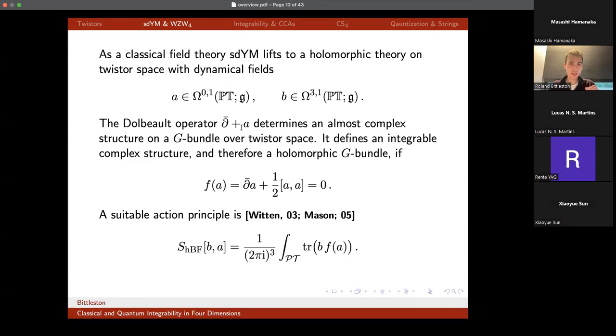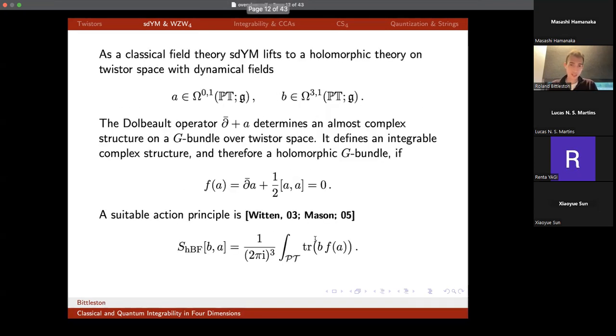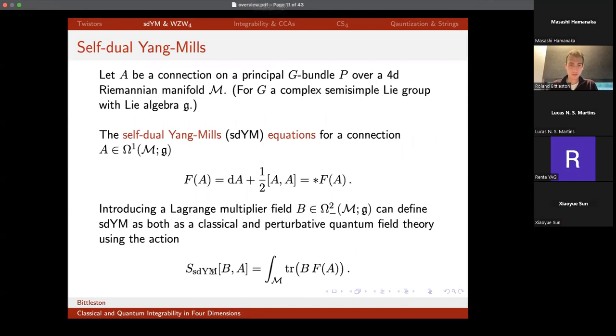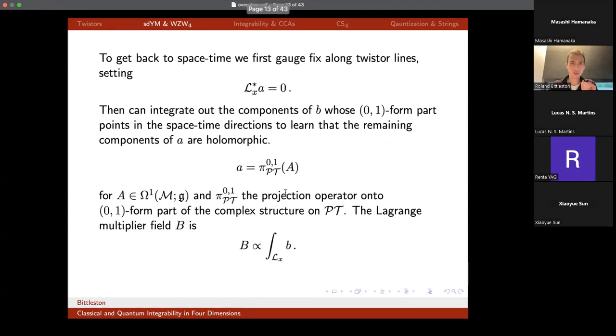So this Dolbeault operator, d bar plus A, determines an almost complex structure, which will be integrable if the corresponding curvature vanishes. So that's this little f is 0. It's just d bar plus A squared. And we can get that equation from the following action principle on twistor space. So again, we just have a Lagrange multiplier field imposing the vanishing of f. And you can actually show that this action is exactly equal to this action. Or you can go precisely from the twistor action, you implement the descent to space-time explicitly.